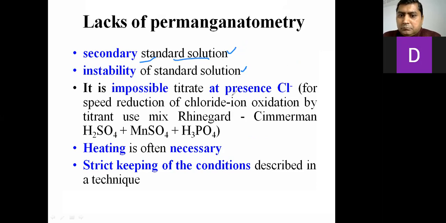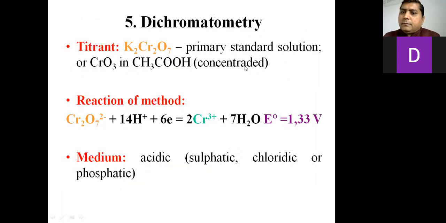Heating is also necessary somewhere, and strict keeping of the conditions is required, so specific conditions are required. It is impossible to titrate in the presence of chloride ions, because chloride ions can interfere in the oxidation reactions. So we require the absence of chloride ions. These are some disadvantages of permanganate reactions.